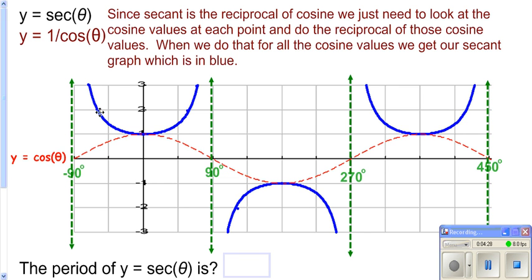This is your secant graph. The period of your secant graph is 360, or 2 pi, because from negative 90 all the way to positive 270 is one complete period. Once you go past your 270 here, it starts to repeat. It's a horseshoe up again.